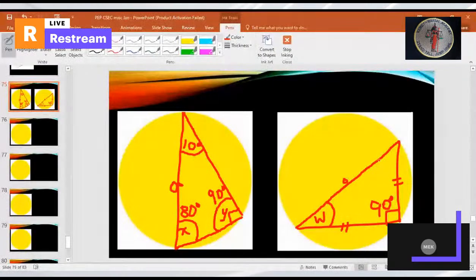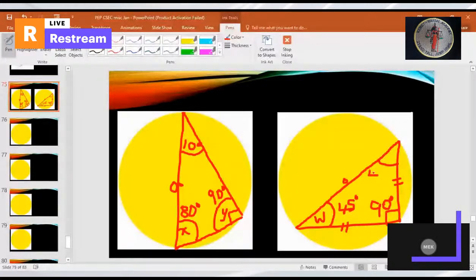Therefore, these two angles are equal. So if this is 90 and the full triangle adds up to 180 degrees, 180 minus 90, and then that's divided by 2. So each of these is 45 degrees. That's how we know. We're not guessing. We're not assuming. We're using the fact.